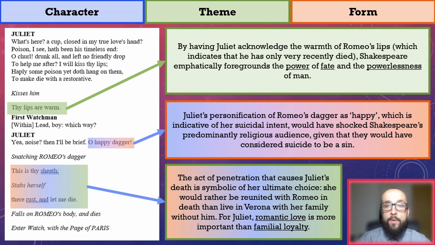This impression is of course reinforced by how Juliet's act of suicide is caused by stabbing, an act of penetration that symbolises sexual intercourse, made by a dagger, a blatant phallic image, that belongs to Romeo.